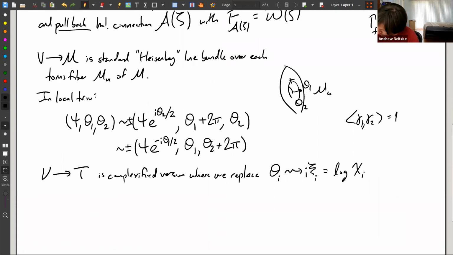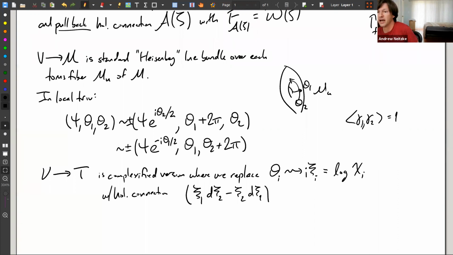Oh yeah, and this one also has a connection, so let me write the formula for the holomorphic connection. The connection is just d psi1 equals psi2 minus psi2 psi1. That's the connection form, again relative to these local trivializations. Its curvature is then d psi1 d psi2. That's the holomorphic symplectic form on that torus, up to a factor of, I guess, 4π. So I'm going to put 4π.